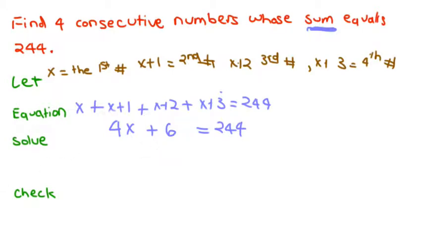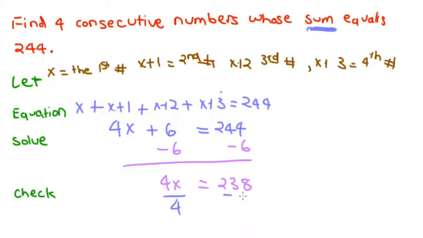So we'll subtract 6 from both sides. And we will get 4x is equal to 238. Let's divide by 4 to isolate the x. And x is equal to 238 divided by 4, which is 59.5, which isn't correct.